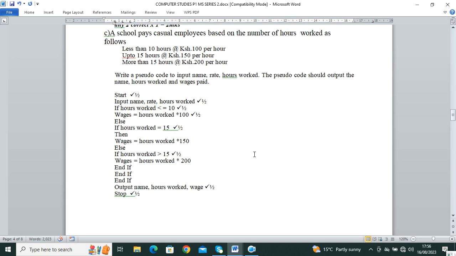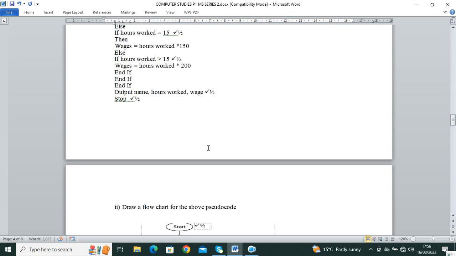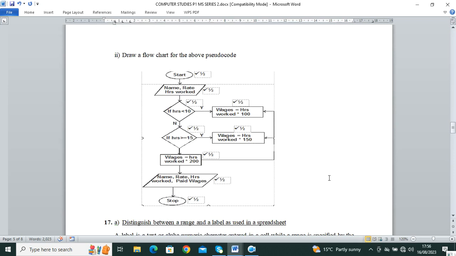Remember, guys, if you use two ifs, you must close it with two endifs. If you use 10 ifs, you must close it with 10 endifs. That is the key. Then you are supposed to draw the flowchart. The flowchart is simple, like drinking water. So if you are asked to draw a flowchart, first of all, even if the examiner doesn't ask you to, just draw the pseudocode, it makes your work easier.